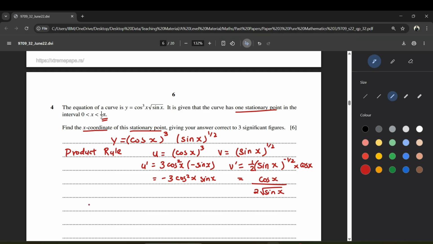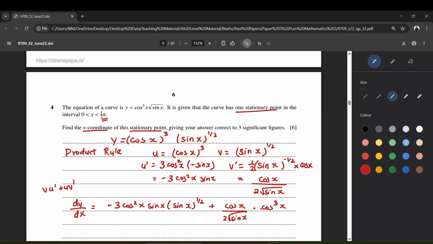Okay. Now dy dx is equal to, so we know that dy dx is v u dash plus u v dash. So v u dash will be minus 3 cos squared x sine x multiplied by sine x to the power 1 upon 2 plus cos x over 2 root sine x multiplied by cos cubed x.